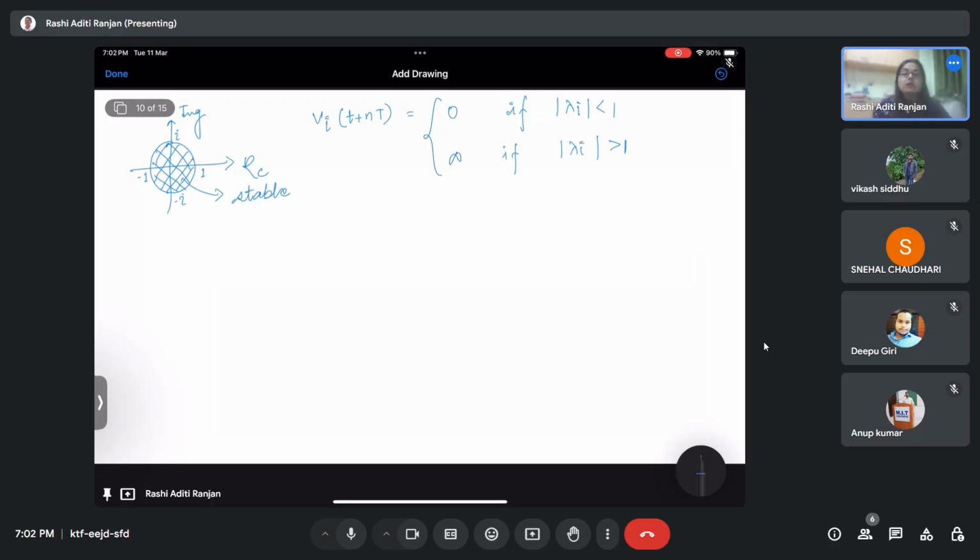Now comes the case: what if lambda i is equal to 1? What if the absolute value of lambda i is equal to 1? Now there are two cases that can happen. First is lambda i equal to 1. Second is lambda i equal to minus 1. Right? It could be 1, it could be minus 1.